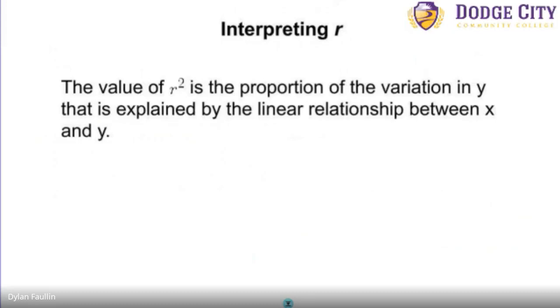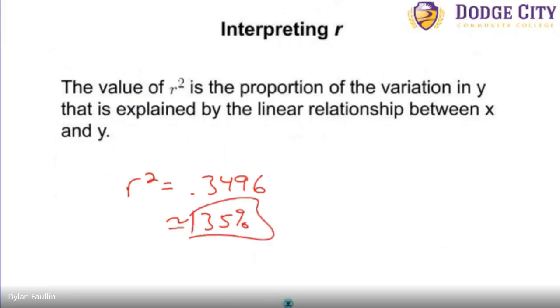Interpreting the value of r squared: it is the proportion of the variation in y that is explained by the linear relationship between x and y. So r squared is also given in the LinRegTTest, which I already lost the data for. So r squared in this case is 0.3496, which is about 35% if you convert it to a percent.